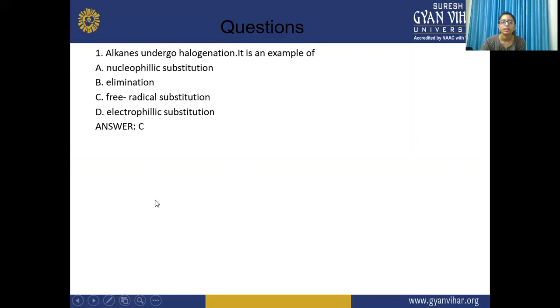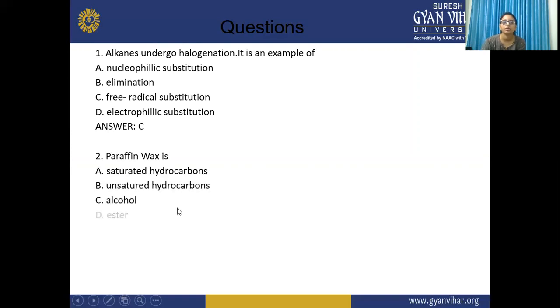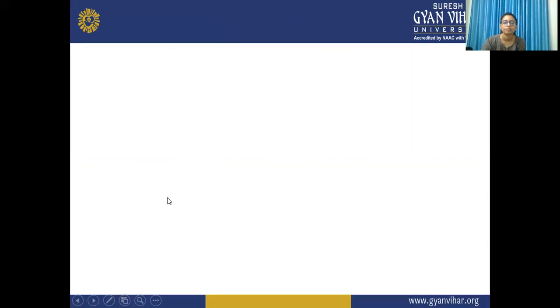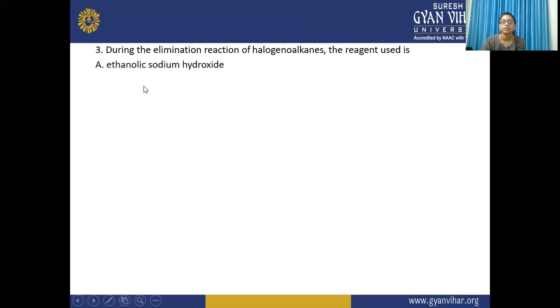The second is your paraffin wax. Paraffin wax is a saturated hydrocarbon, unsaturated hydrocarbon, alcohol, or your ester. So it is your saturated hydrocarbon that comes under the category of alkanes. Now, during the elimination reaction of halogen alkane, the reagent used is ethanolic sodium hydroxide, ethanoic acid, ethanoate, or ethane. So here the answer is ethanolic sodium hydroxide.